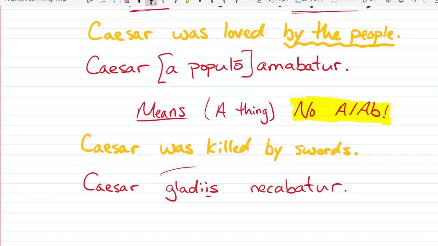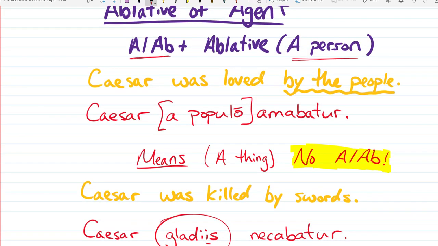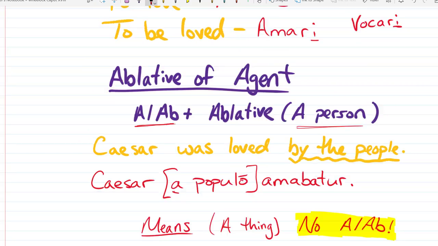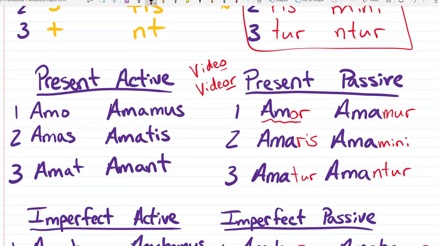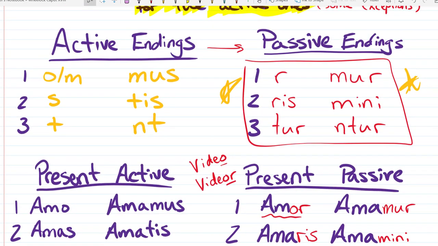Necatur, was killed by swords. This is different, right? This is just a word in the ablative. It's a thing that's being used to kill Caesar, right? There's no a or ab with ablative of means. We've already talked about it, been over it. There's a page in the book that gives you a lot of examples of these. It's like right before the vocab. I would suggest looking over it. There's a bunch of examples of what makes it ablative of agent, and you'll see it's a lot of persons being identified. Ablative of means, a lot of things. But that's kind of it for the chapter. It's really simple. Okay, I would suggest please know these passive endings. They're very important. If you get this chart down, everything else is pretty easy.